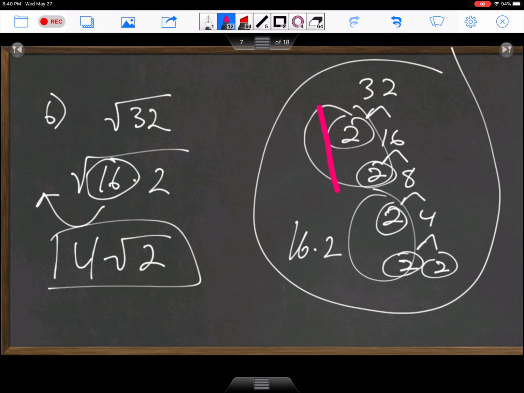I always see a hockey stick right here. Anybody else see that when you do your prime factorization? Like a hockey stick. That's what I see.